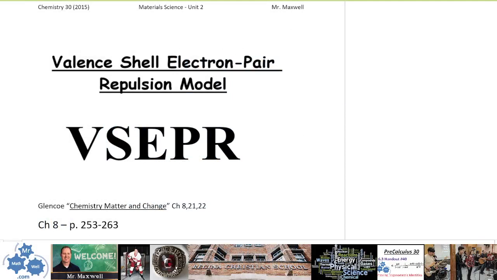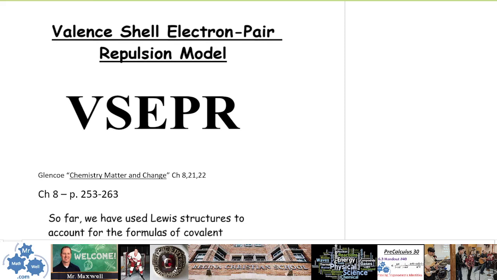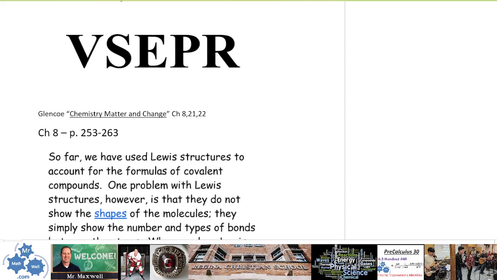All right, so Chem 30, we're starting Materials Science Unit Section B. This is the second section. We did Section A. This section is largely the organic chemistry section. We first start off with valence shell electron pair repulsion model theory, okay? Coming to you from Glencoe Chemistry Textbook, chapters 8, 21, and 22.